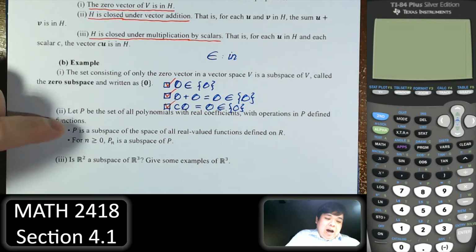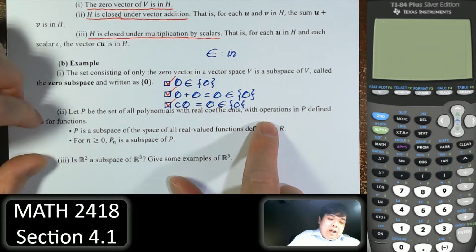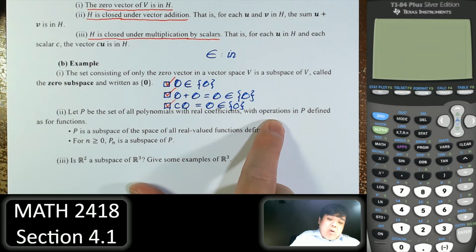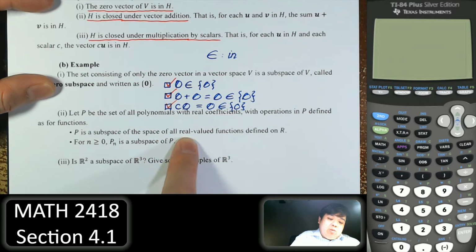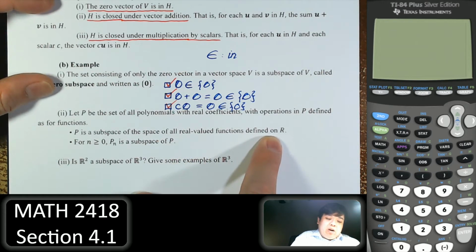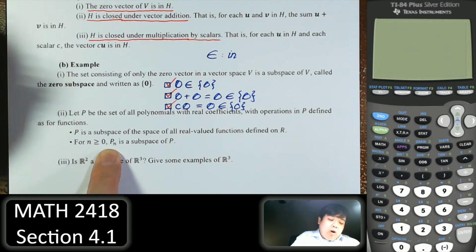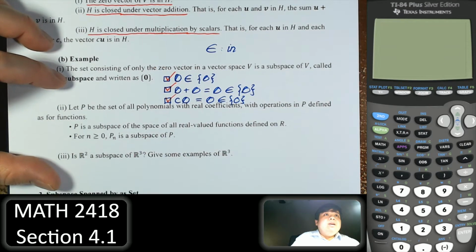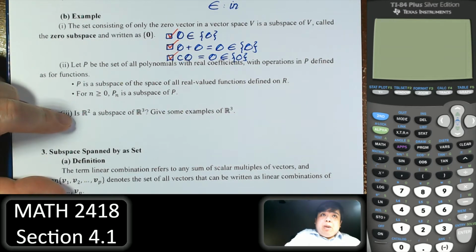Right? Let P be the set of polynomials of real coefficients, and we define it with operations like regular addition and scalar multiplication. P is a subspace of all real-valued functions defined on R. And P sub n, the polynomials of degree at most n, is a subspace of P. Right, next. Is R2 a subspace of R3?